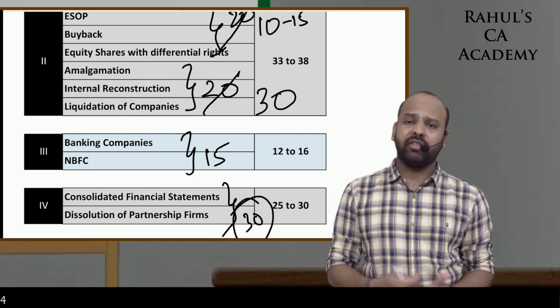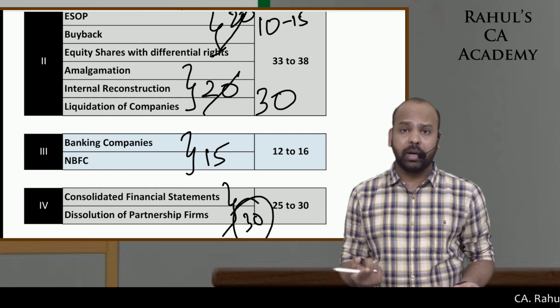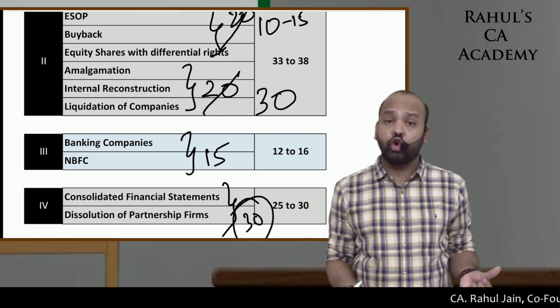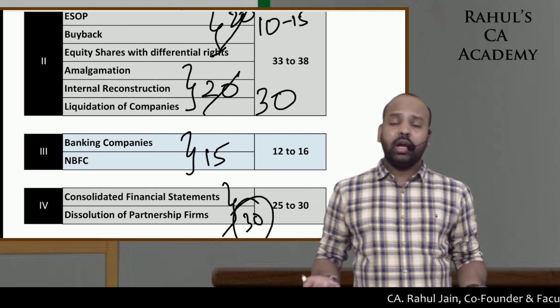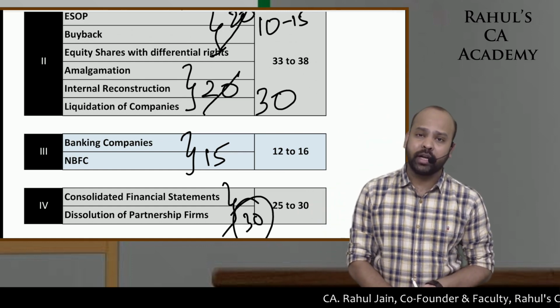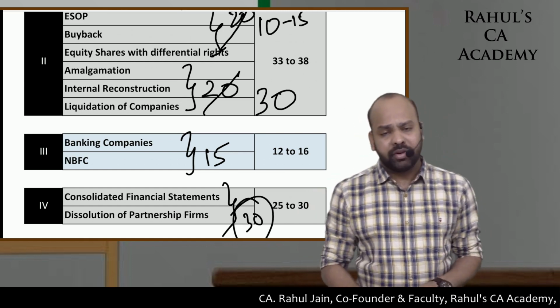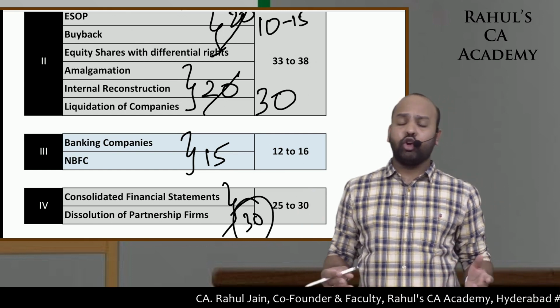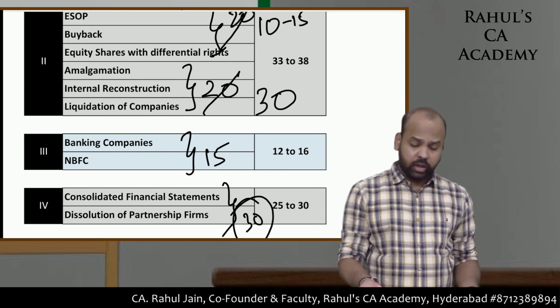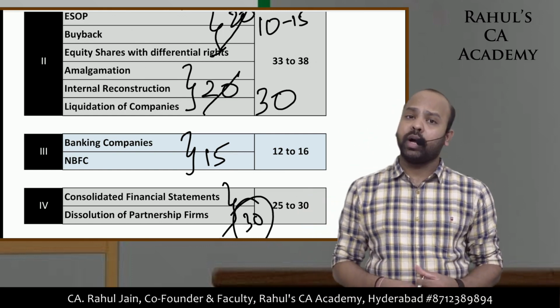If consolidation is coming for 5 or 10 marks, it will only be about either minority interest, cost of control or consolidated profit and loss account. If it comes for 20 marks, you'll have a detailed consolidated financial statements, but the adjustments are fairly simple. So yes, nothing complicated. So yeah guys, this is your topic wise weightage of Advanced Accounting paper.